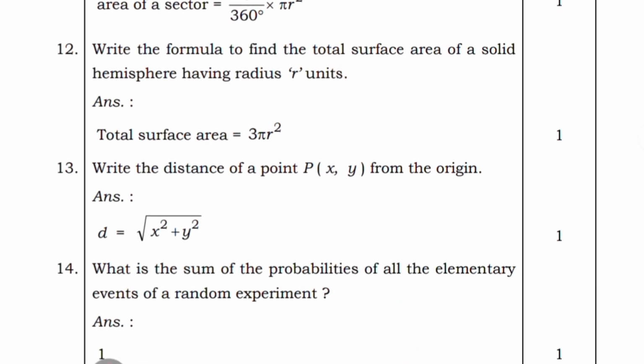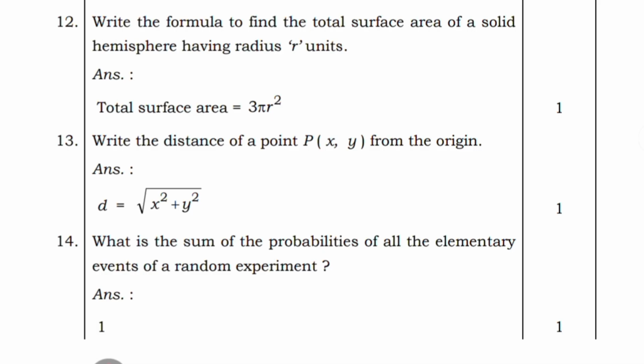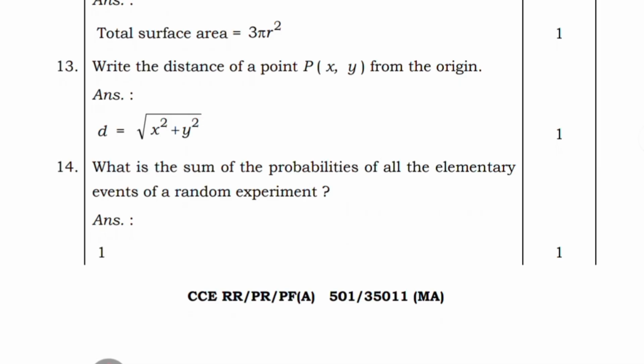12th question, write the formula to find the total surface area. And do prepare all the formulas from surface areas and volumes because they are important, and every year they will ask questions related to formulas directly. Total surface area is 3 pi r square of a solid hemisphere having radius r. Write the distance of the point P(x, y) from the origin.